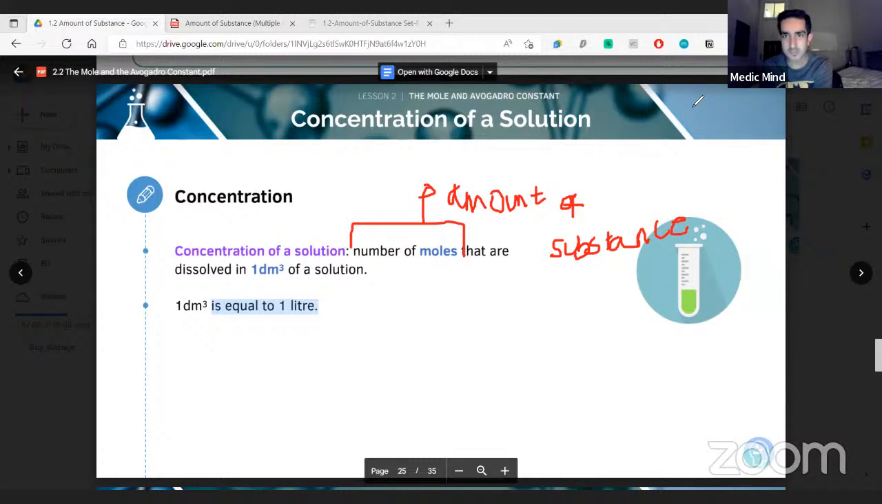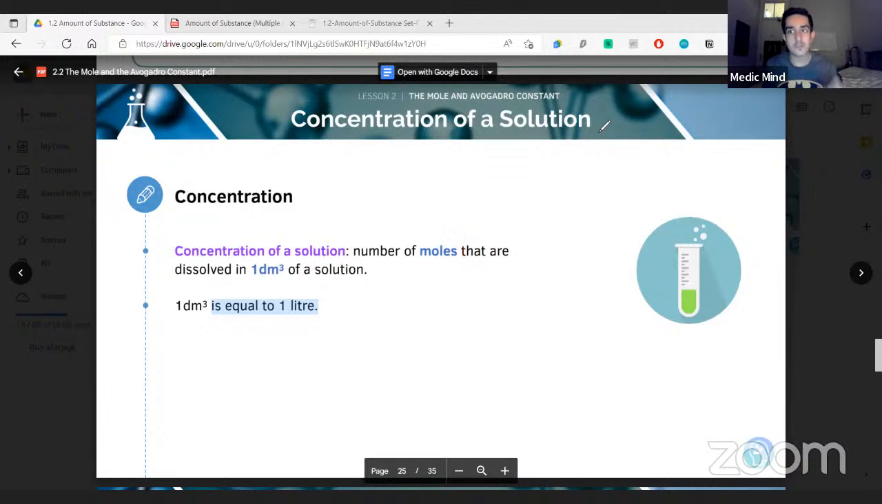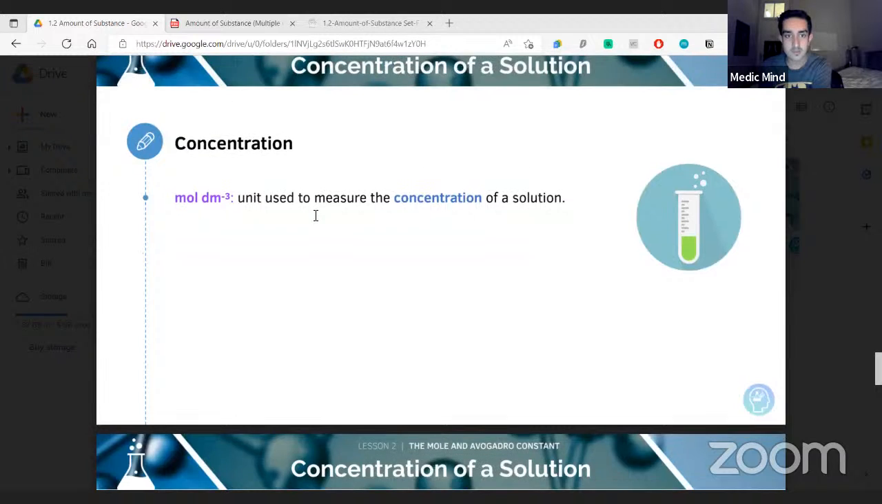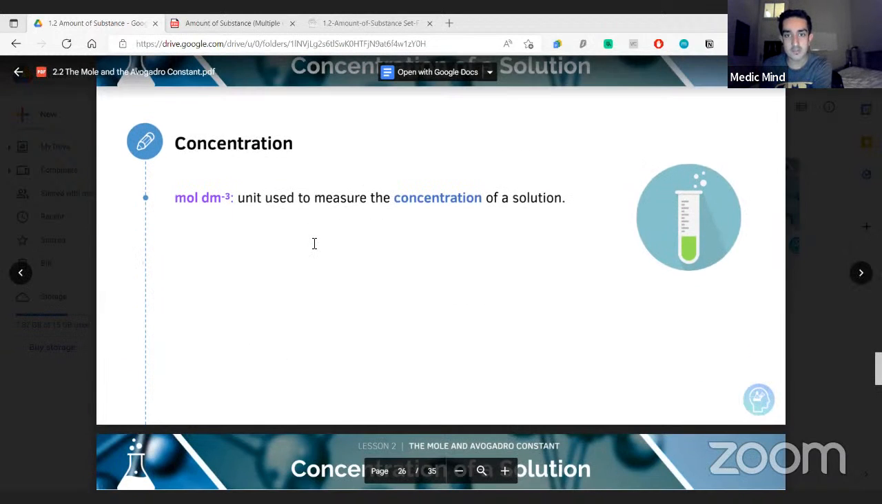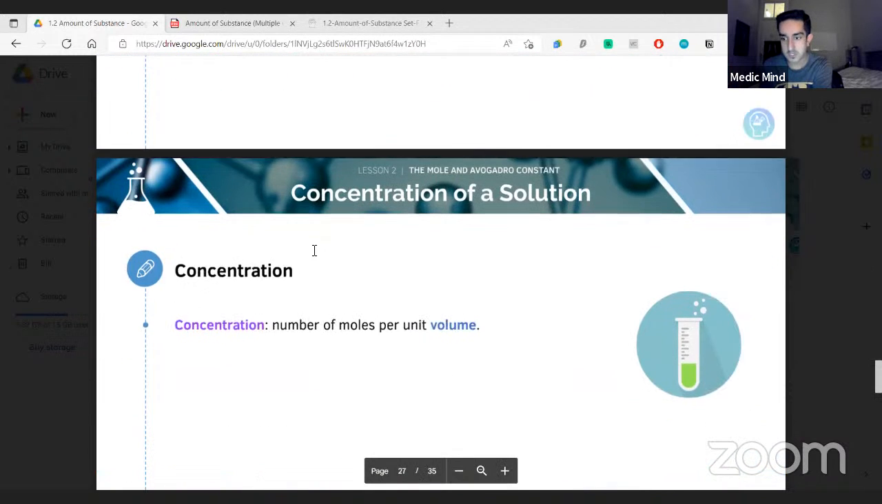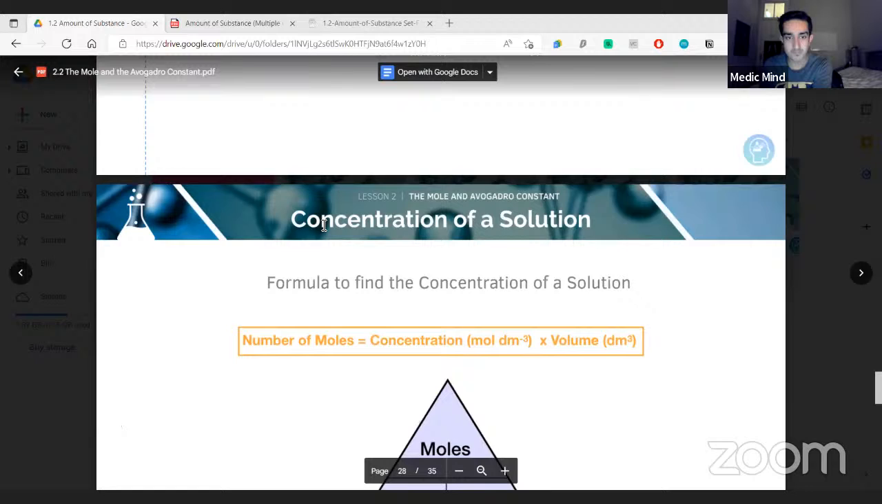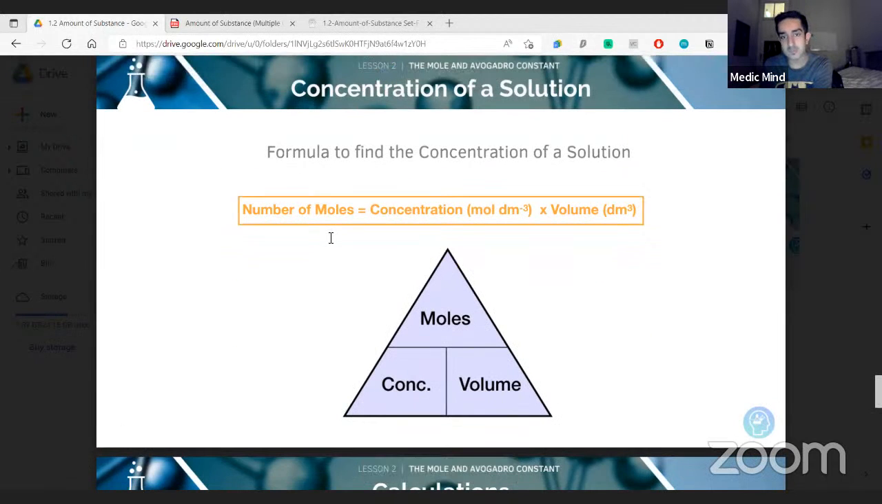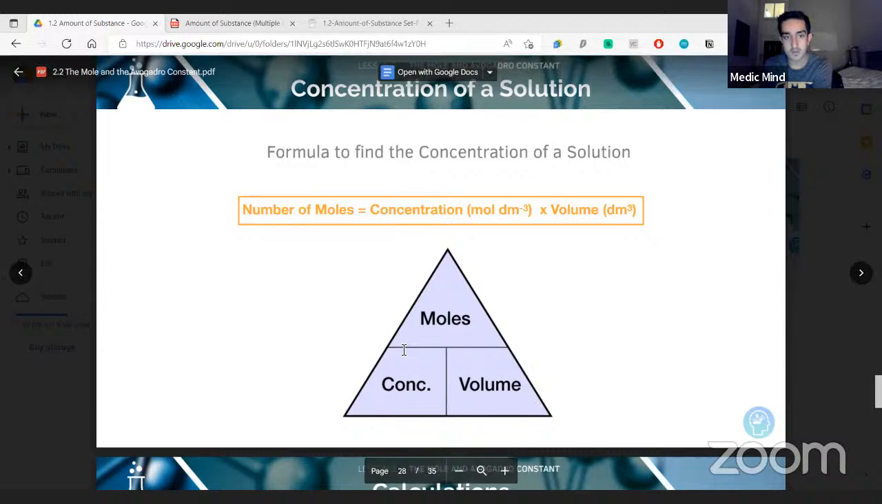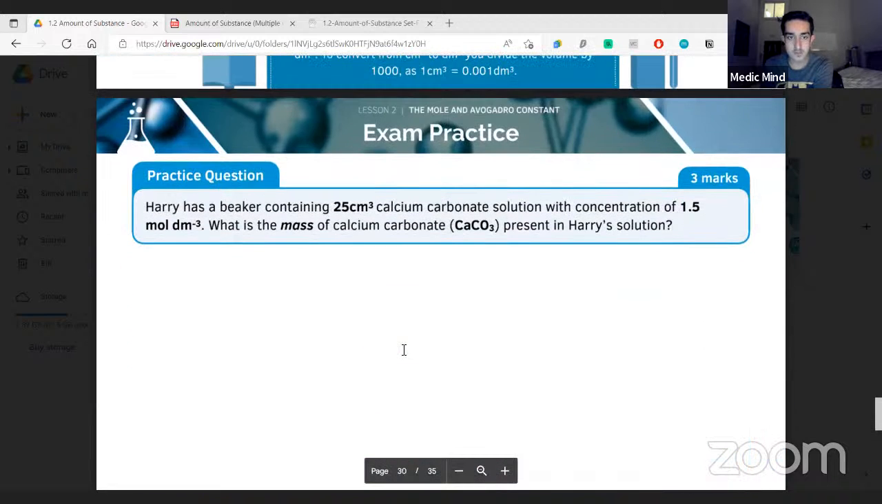And that's a really important distinction to make, that it's not only the number of moles, because when you get to A2 calculations, often they might actually give you in grams per decimeter cube, and you'll be expected to work backwards for some of the more complex titration questions. Mole per decimeter cubed is the unit used to measure the concentration of a solution. And the concentration overall broadly is defined as the number of moles per unit volume. So number of moles equals concentration times volume, N equals CV. Really important to know that.